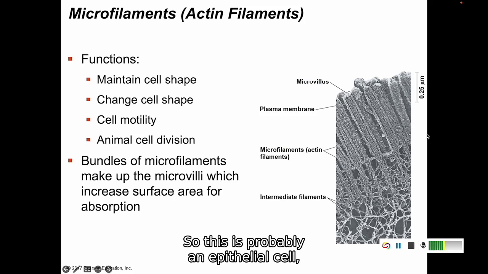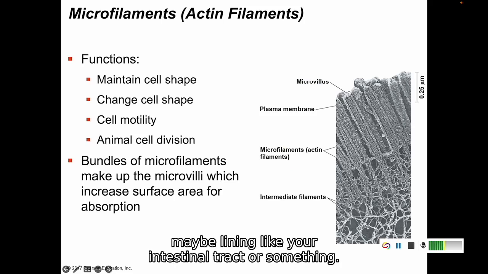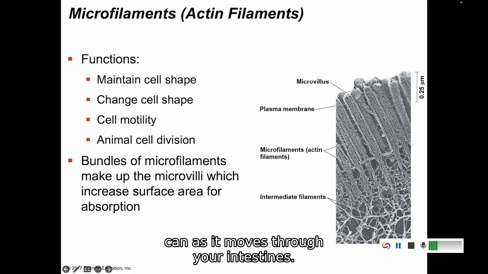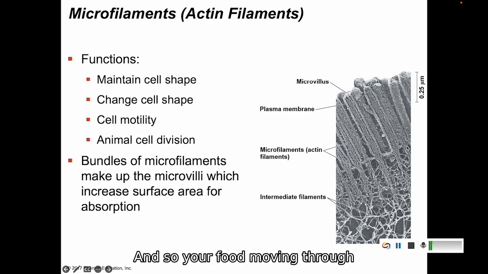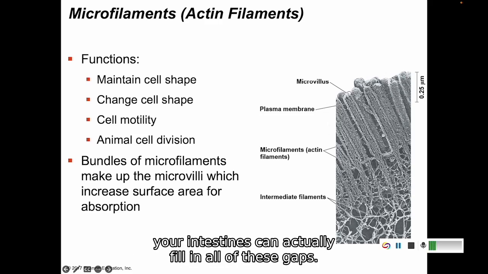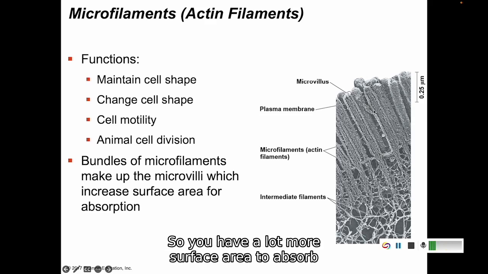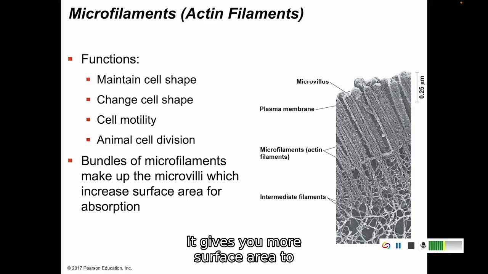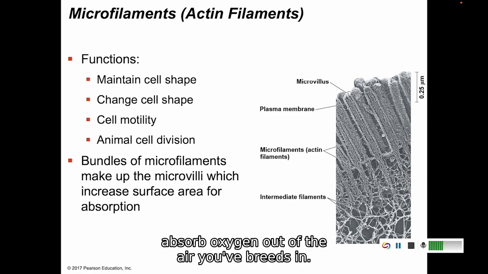So this is probably an epithelial cell, maybe lining your intestinal tract or something. Instead of just having one solid lining for the food to go over and you grab what nutrients you can as it moves through your intestines, instead they're in these microvilli. And so your food moving through your intestines can actually fill in all of these gaps. So you have a lot more surface area to absorb nutrients out of your food. In your respiratory system, it gives you more surface area to absorb oxygen out of the air you've breathed in.